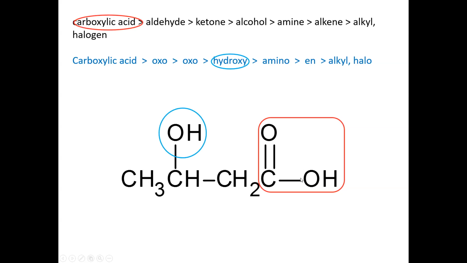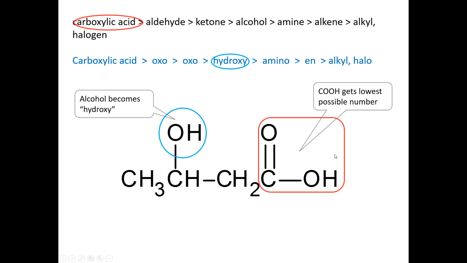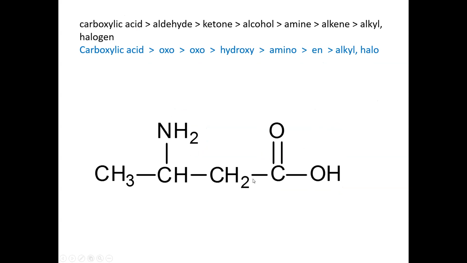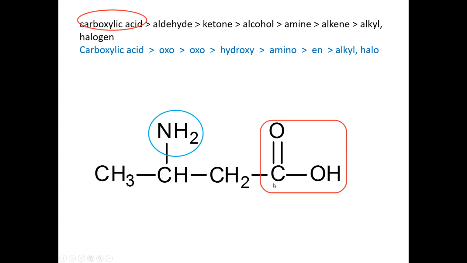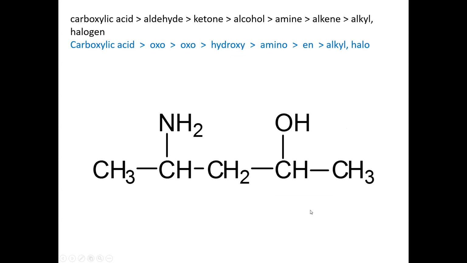So the alcohol now becomes hydroxy because it's lower in priority, and we have to number from the right because the one highest in priority always gets the lowest possible number in the parent chain. So this would be 3-hydroxybutanoic acid. Here's another one very similar, and so it's carboxylic acid with an amine group, and so the amine becomes amino, so it's 3-aminobutanoic acid.